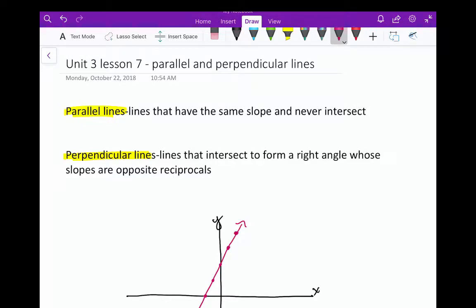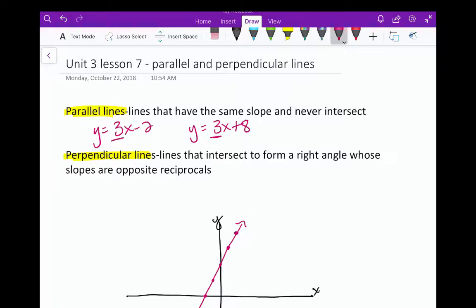This is Unit 3, Lesson 7, Parallel and Perpendicular Lines. Parallel lines are lines that have the same slope and never intersect. So an example of parallel lines would be y equals 3x minus 2 and y equals 3x plus 8. Those are parallel because they have the same slope, which is 3.